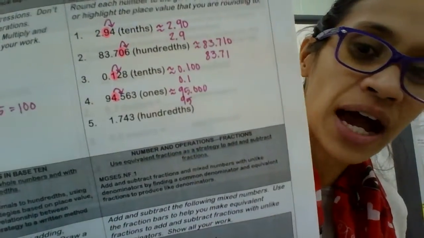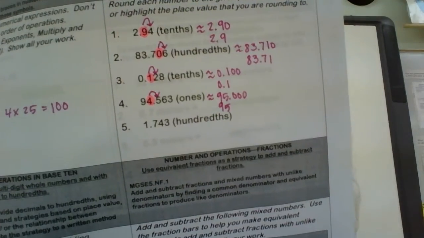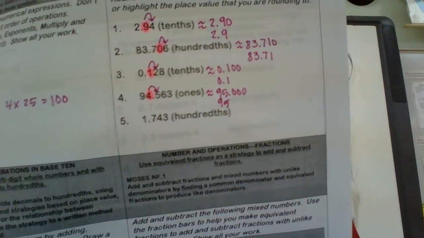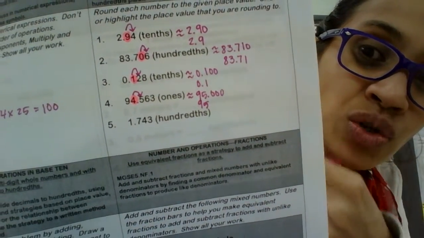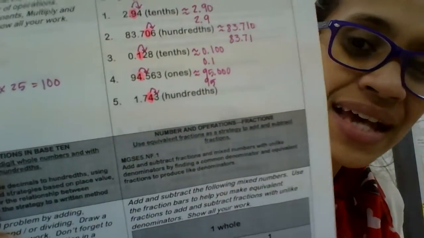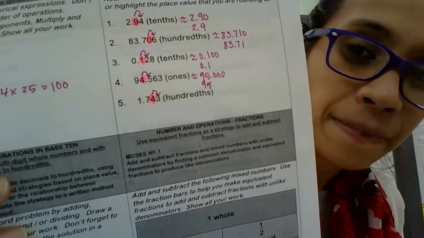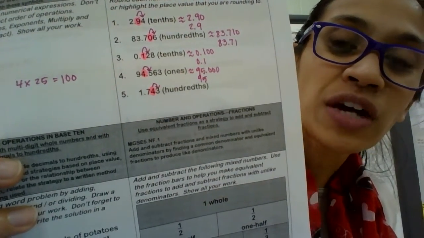And let's take a look at number 5. Number 5, read that number. It says 1 and 743 thousandths. Which digit is in the hundredths place? If you forgot, refer back to number 2. It's the second digit after the decimal, and that digit is the 4. Highlight that. Look to the right. Is that 3 less than 5 or 5 or more? It is less than 5, so that 4 does what? Stays the same. Write down your answer while I write mine.